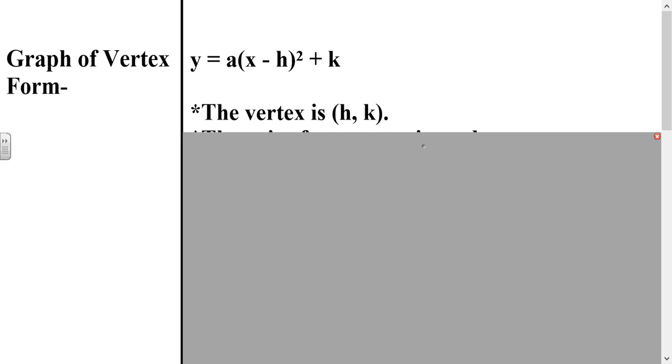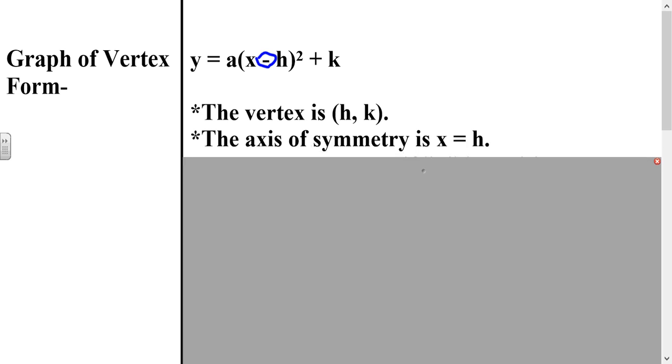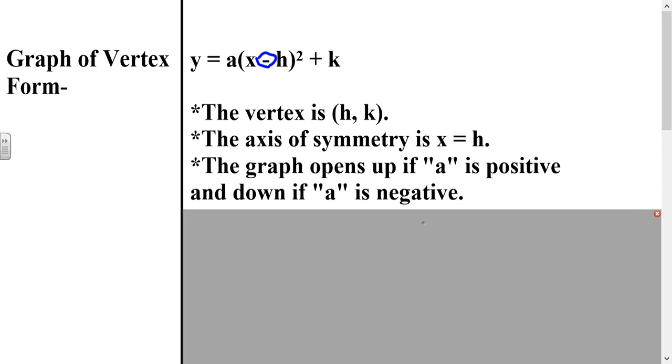Now you'll notice that in the formula there is a minus sign here. So whatever h is, it's actually the opposite of that number. So if this was a 2, then the point would be negative 2 and then whatever k is. So it's opposite of what you would think. Now, x equals h is the line that is the axis of symmetry. That's the middle of your parabola. And if a is positive, if the number in front is positive, then the graph opens up. And if a is negative, then the parabola opens down.